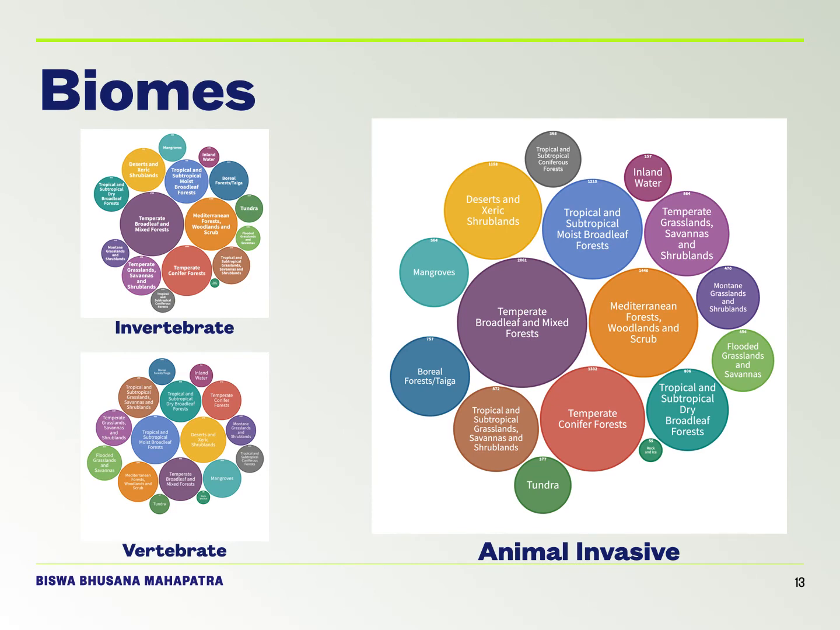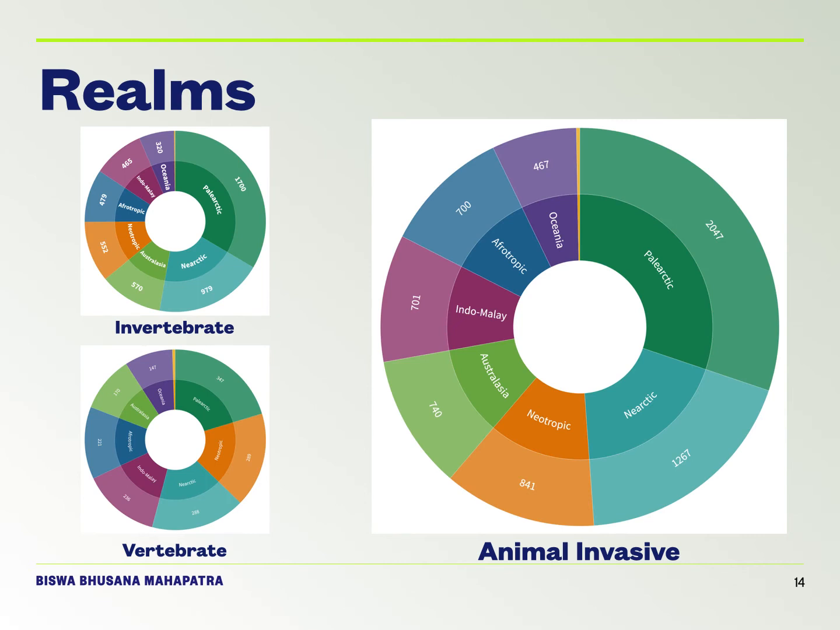In case of biomes, temperate broadleaf and mixed forest is the most vulnerable biome to invasive species. However, for vertebrate invasive species, it is tropical and subtropical moist broadleaf forest. Similarly, Palearctic is the most vulnerable realm to invasive animals.